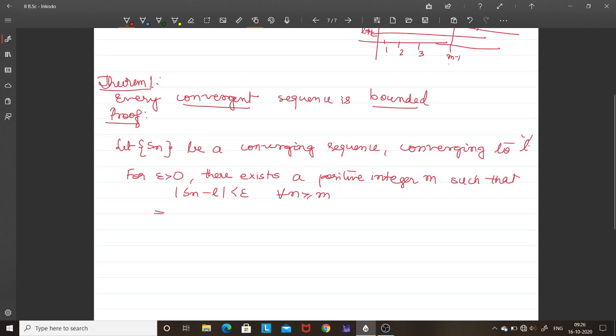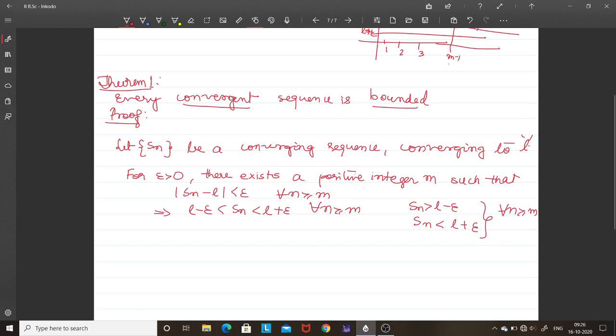So I can write this as L minus epsilon less than Sn less than L plus epsilon for all n greater than or equal to m. We have seen this, we have split it. Now see, your sequence Sn is greater than L minus epsilon and less than L plus epsilon. This is for all n greater than or equal to m.